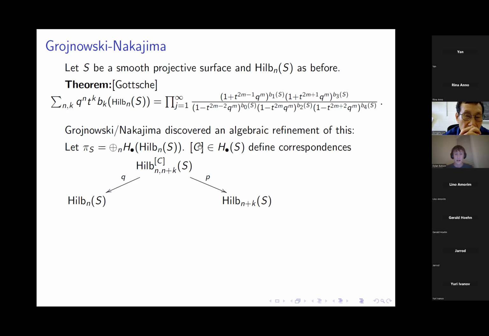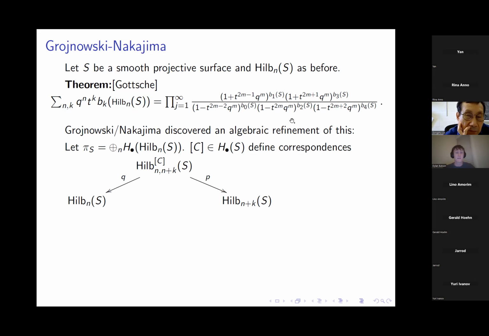consider its fundamental class, so you take some class in the homology of your variety, then there's a natural correspondence between the Hilbert scheme of S and itself, where the number of points, or the dimension of the structure sheaf of the zero-dimensional subschemes that these parameterize, is being changed by some, for now, let's say positive, for the sake of concreteness, integer k. So what is this correspondence?